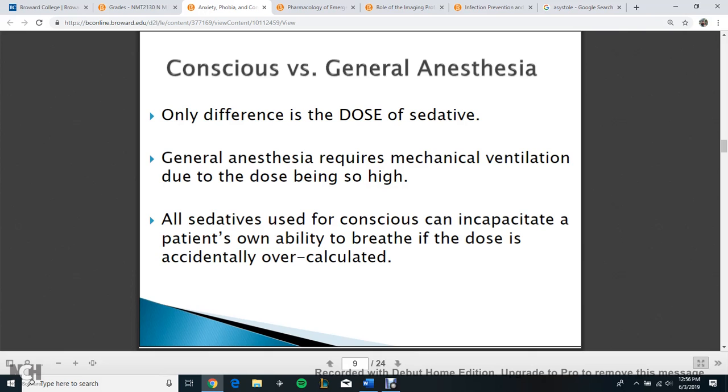Conscious versus general anesthesia. The only difference is the dose of the sedative. General anesthesia requires mechanical ventilation due to the dose being so high. All sedatives used for conscious sedation can incapacitate a patient's own ability to breathe if the dose is accidentally overcalculated.